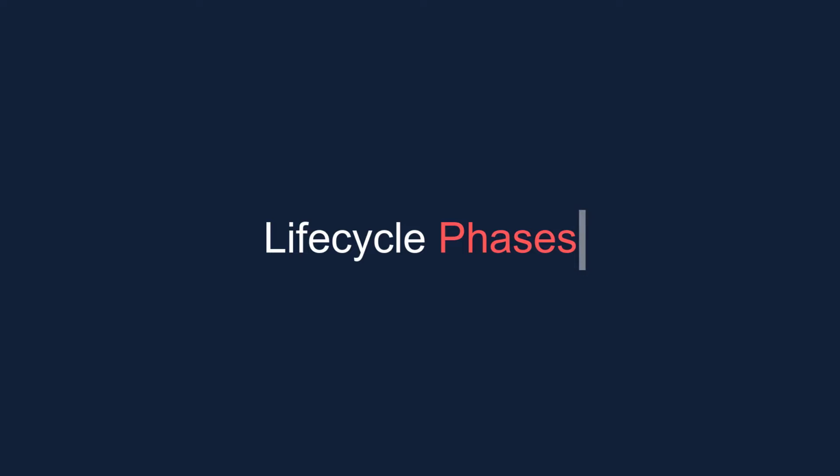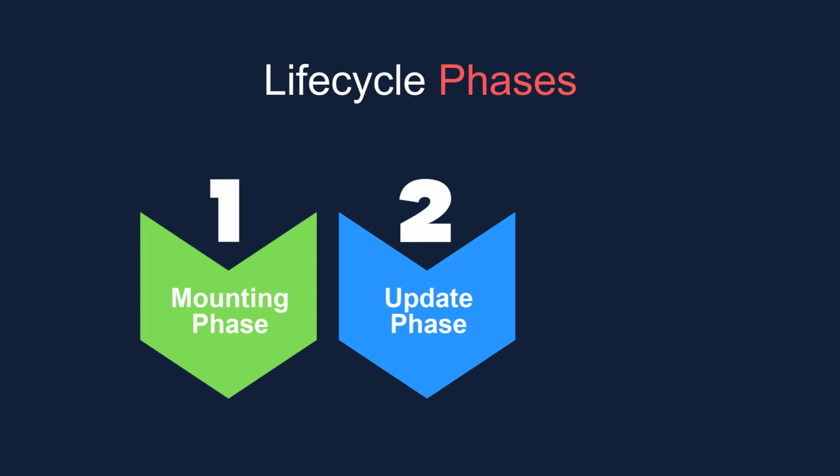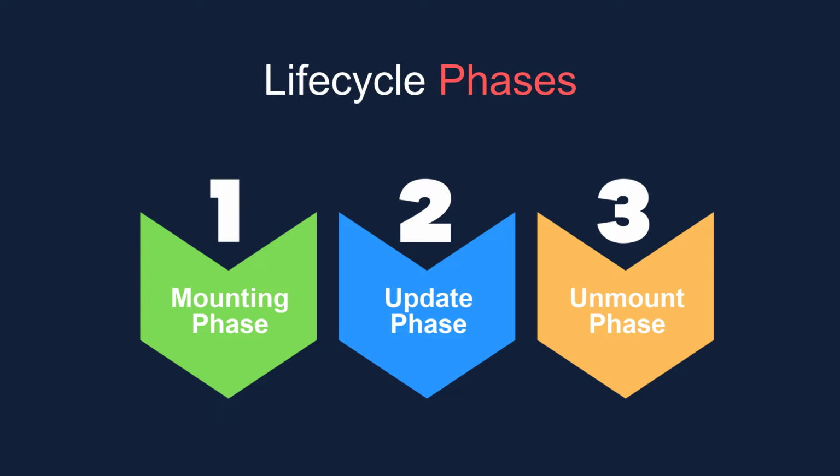The components go through three phases during the lifecycle. The first one is the mounting phase. In the mounting phase, a component is being created and inserted into the DOM for the first time. Next, we have the update phase, which is triggered when a component's state or props change. And the last phase is the unmount phase, which is triggered when a component is removed from the DOM.